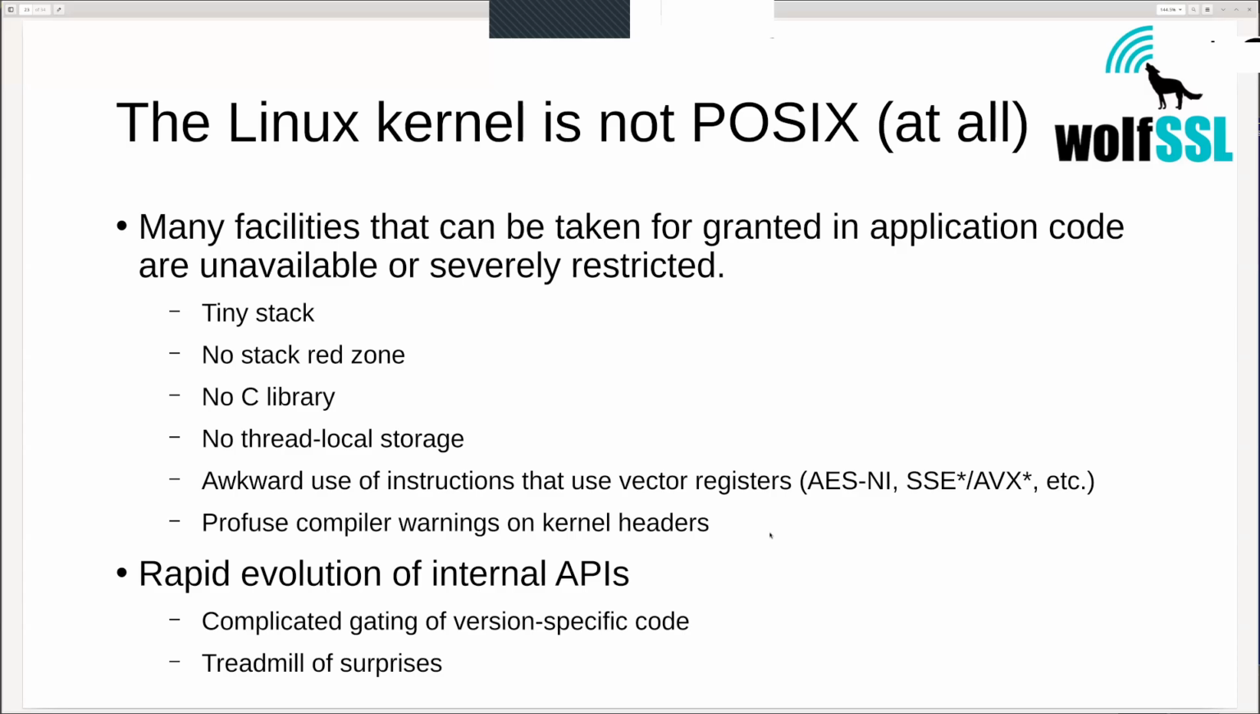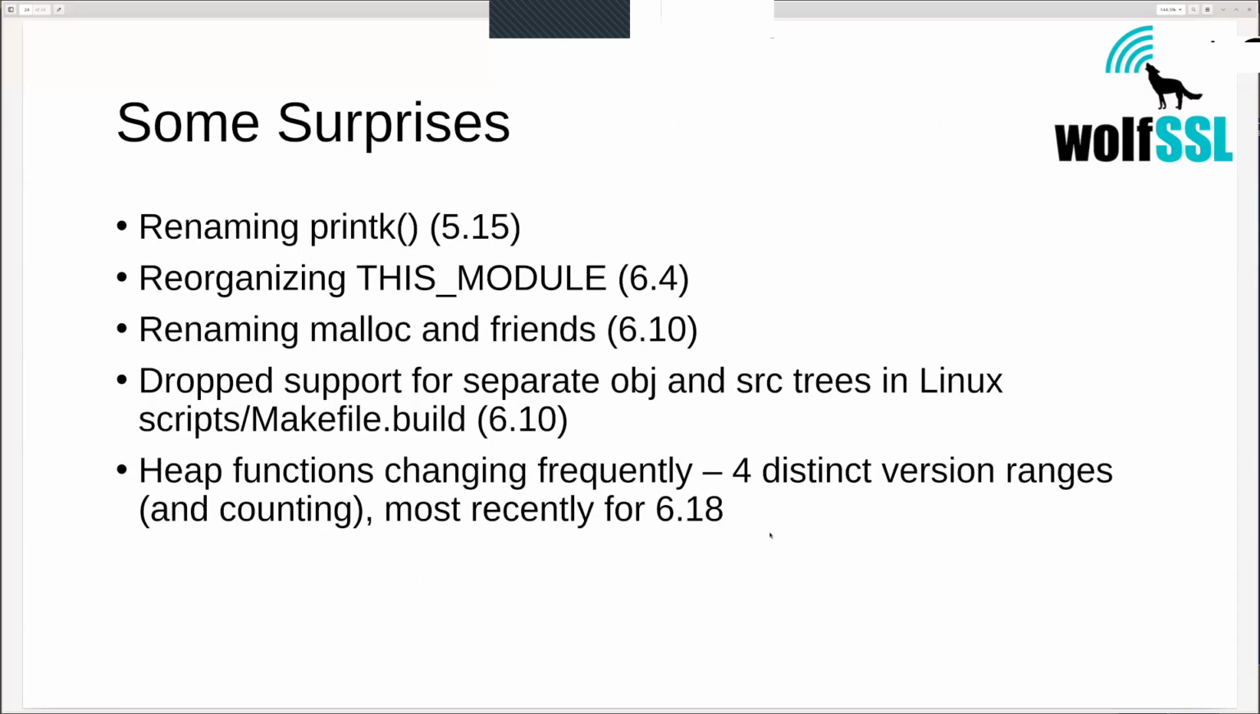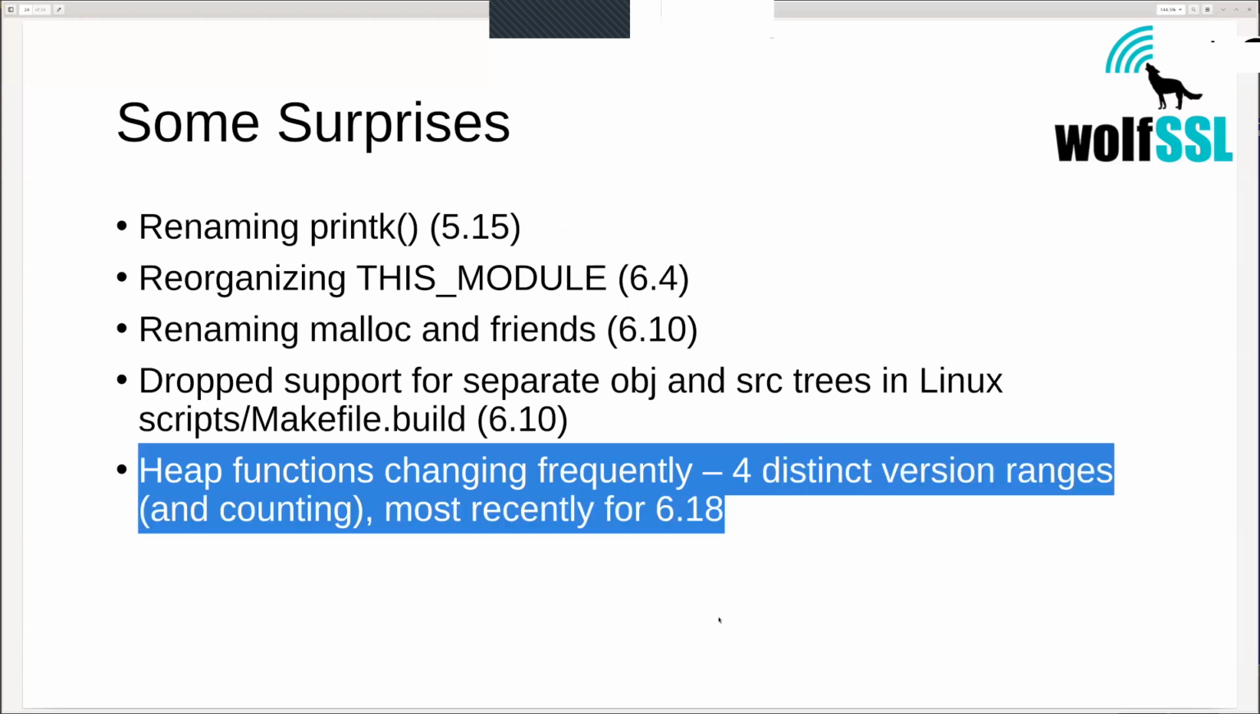So if you look at the Linux KM subdirectory of our product, you will see a lot of gates for a lot of different ranges of kernel versions, and it's because of that need to maintain compatibility with all of them. This is just a few examples over the years of things that have changed. The heap functions are particularly prone to change.